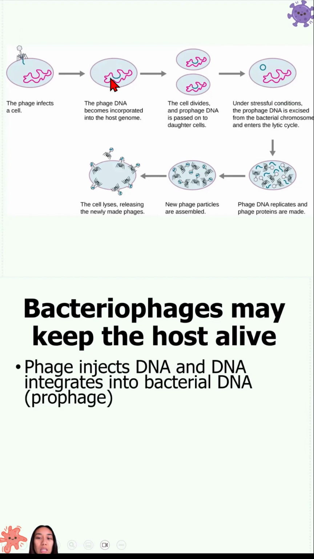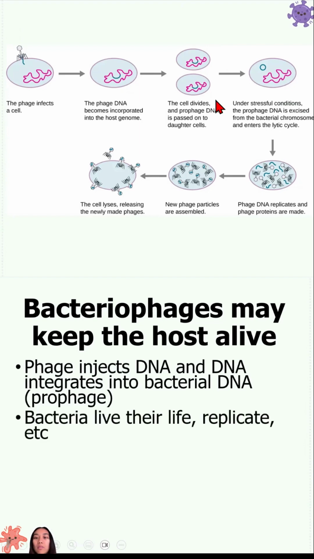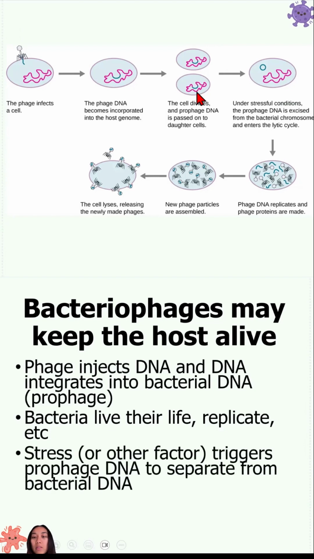Now, when this DNA is hidden in the bacteria's DNA, it's called a prophage. Then the bacteria just lives its life. The bacteria continues to grow and multiply, but as it replicates, it is unintentionally replicating the phage DNA as well, so the virus's DNA. At one point or another, there's some kind of stressful situation, something that triggers this phage DNA to separate. As you can see, the blue DNA is now separated.